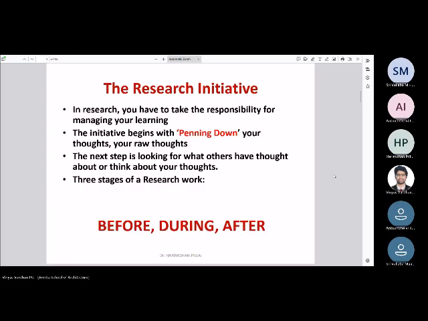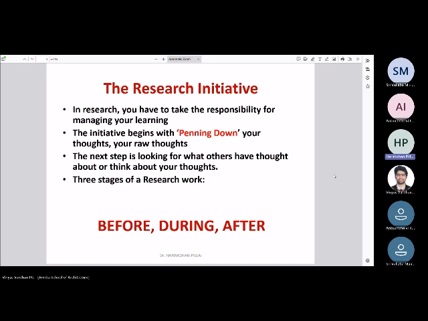Next, please. So there are 3 aspects to doing research work. One is before the work, what kind of preparation you should do. So in research, you have to take the responsibility for managing your learning. And there are 3 aspects to it, 3 stages of research work: before, during, and after. So we will focus in today's lecture on the before aspect. That means before starting the research, what all you are supposed to take care of between these 3 stages of research work. So today we are going to talk about what all preparation you have to do before you start your PhD work.